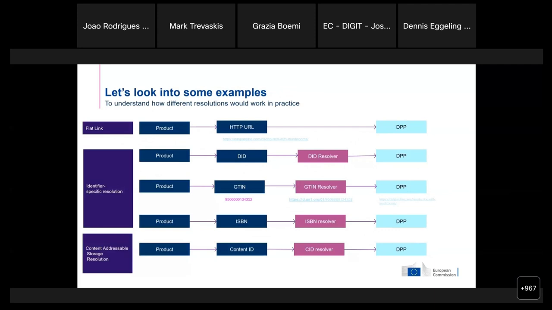We have also some identifiers, as we have said, that have some specific resolution, like decentralized identifiers. We need a DID resolver to obtain this information. We have also GTIN or ISBN that also need a resolution. And finally, in the IPFS approach, we can identify the product, the DPP information, directly by a type of hash of this information, which is called the content identifier. And using a single resolver, we can obtain the information that could be stored in an IPFS network.